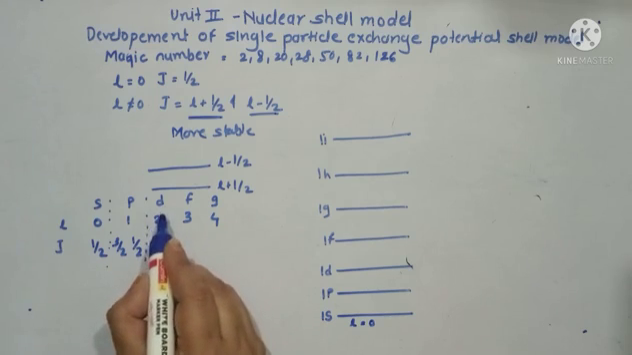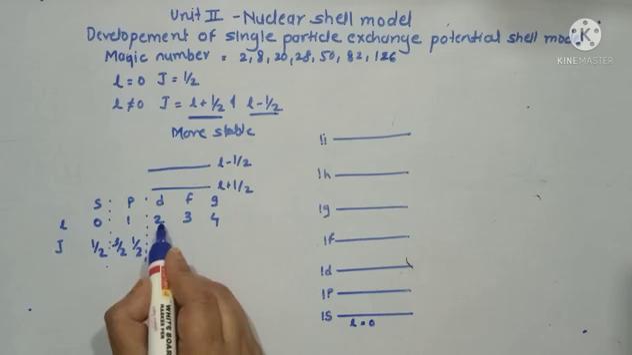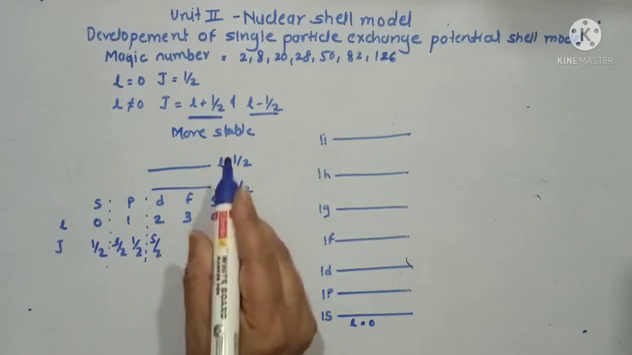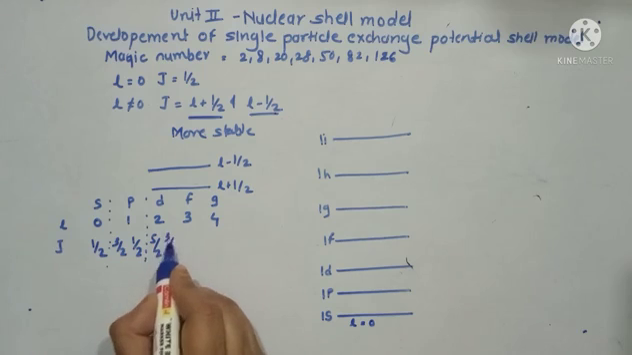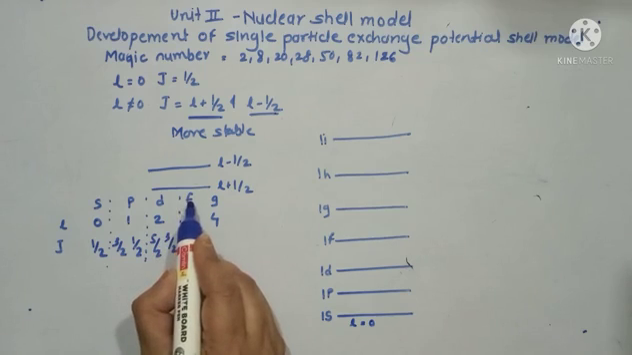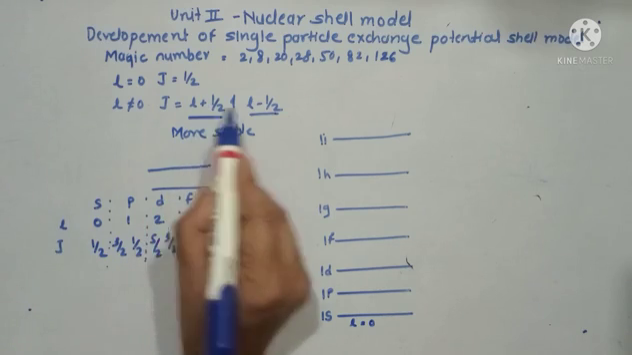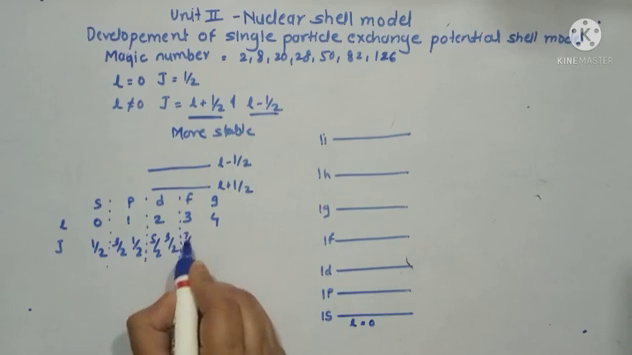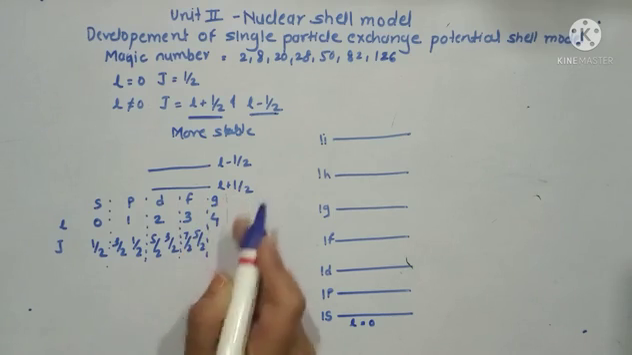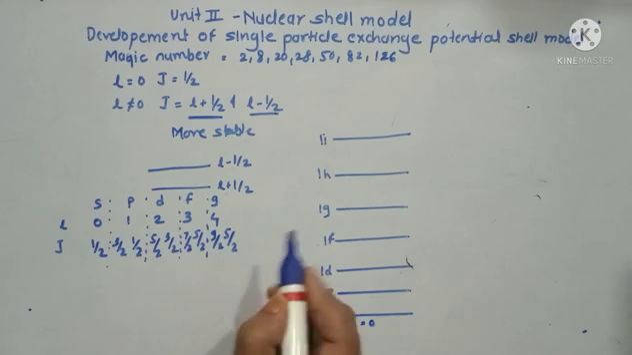Then for the D energy shell we have L equal to 2, therefore 2 plus 1/2 gives 5/2, and 2 minus 1/2 gives 3/2. Similarly for the F energy shell, L is equal to 3, so it gives 3 plus 1/2 and 3 minus 1/2, which is 7/2 and 5/2. The G orbital will split into 9/2 and 7/2.